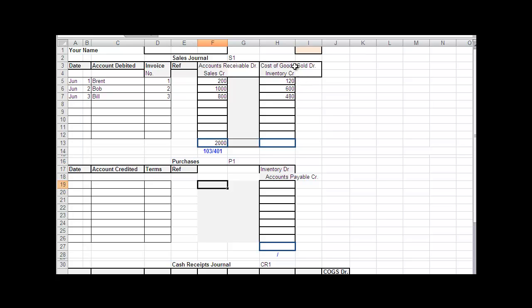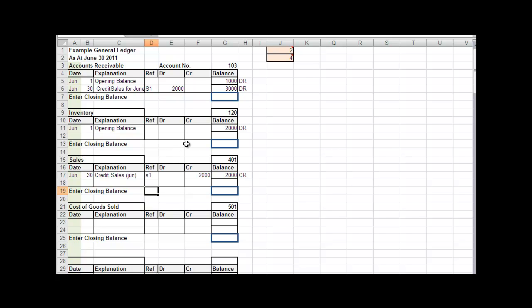So now let's post the cost of goods sold and the inventory. This adds up to $1,200, sorry, $720 and 480 is $1,200, and as we'd expect, that is 60% of $2,000. So what are we going to post that to? Debit cost of goods sold, credit inventory. So back to the general ledger. Debit cost of goods sold, $1,200. So the date, June 30.